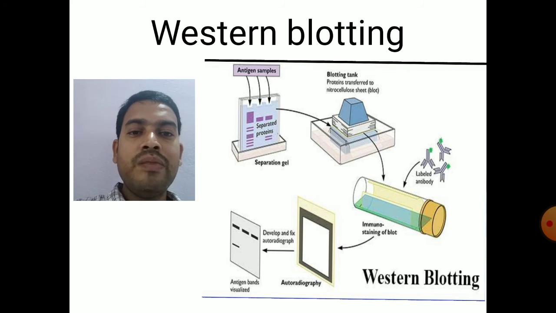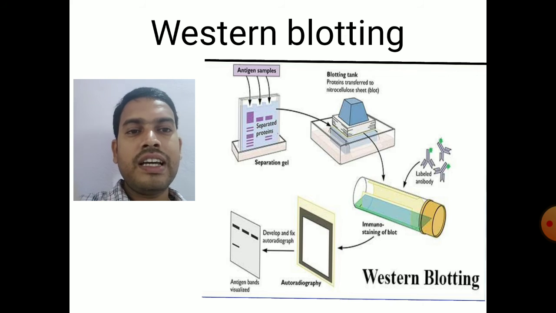If the antibody is enzyme labeled, a colored band can be directly viewed by using the substrate on the membrane. If the antibody is radio labeled, it is subjected to X-ray film by the process called autoradiography. After autoradiography, on the autoradiogram, you can view your protein band of interest. So this is Western blotting.